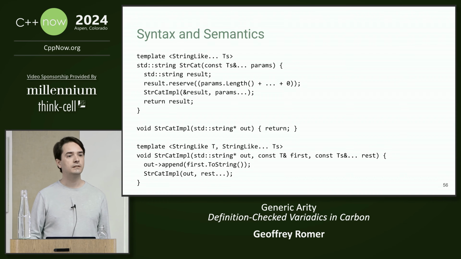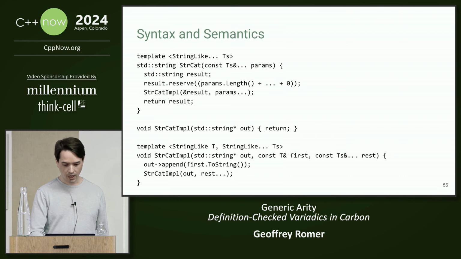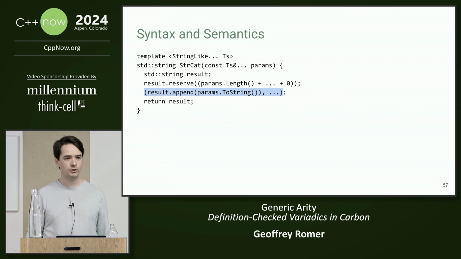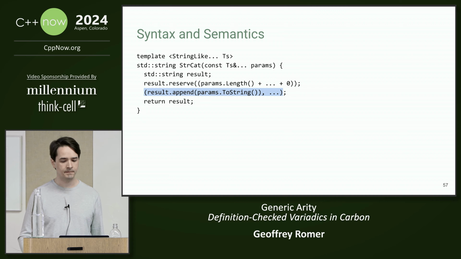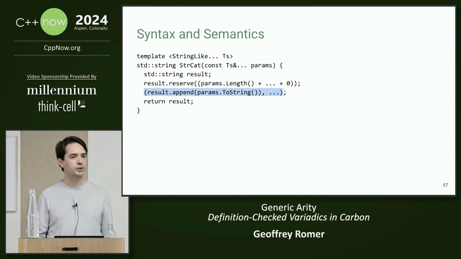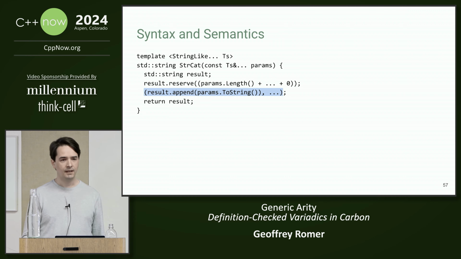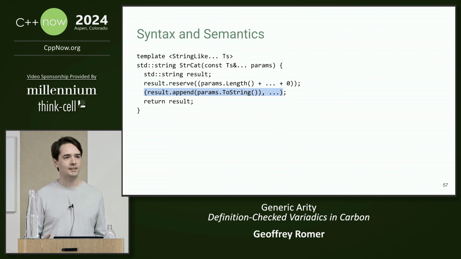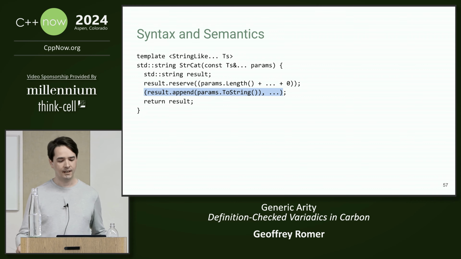Is there any reason you can't implement this with pack expansions in C++? So you can. It's possible to avoid that quadratic overhead with something like this. This is basically equivalent to the Carbon version. It's using a fold over the comma operator to get the same behavior as a pack expansion statement. And this is a cool technique, but the problem with it is that it's a cool technique.